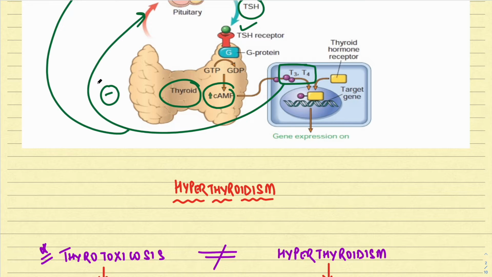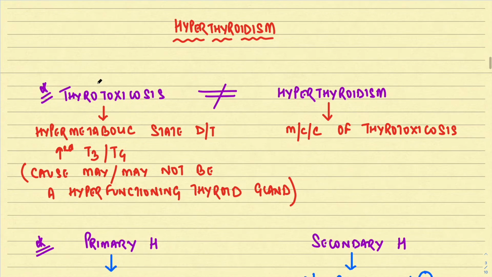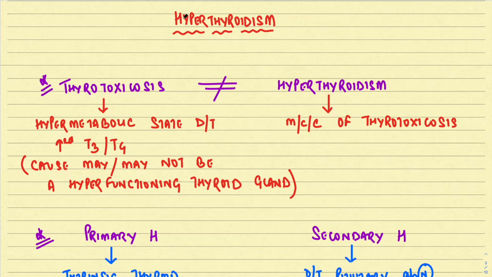So with this information in our mind, we are going to discuss the basics of the thyroid gland. We will discuss hyperthyroidism and hypothyroidism. We are going to discuss what is hyperthyroidism, what are the causes, what are the clinical features, and what is the laboratory diagnosis of hyperthyroidism as well as hypothyroidism. So first we are going to begin with hyperthyroidism.